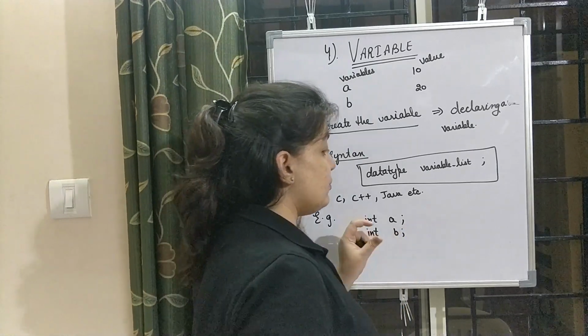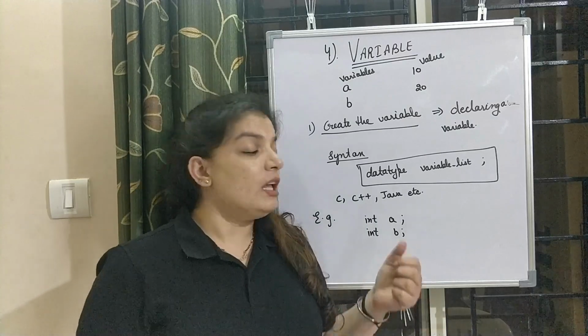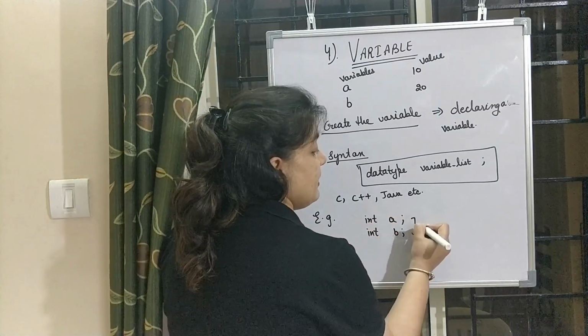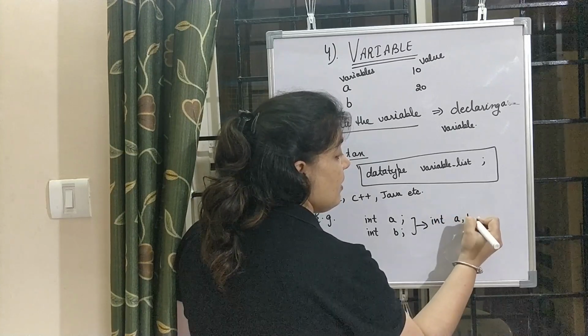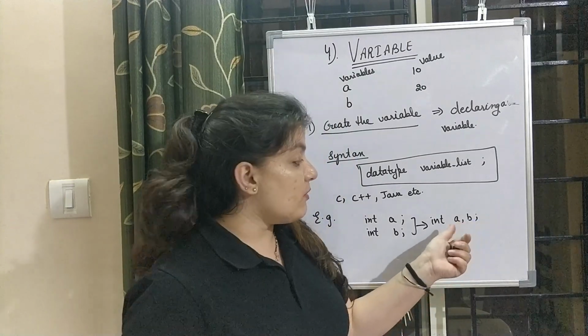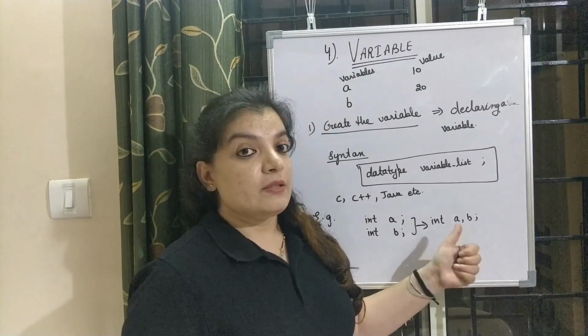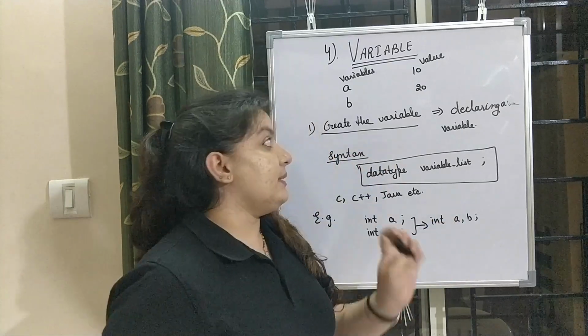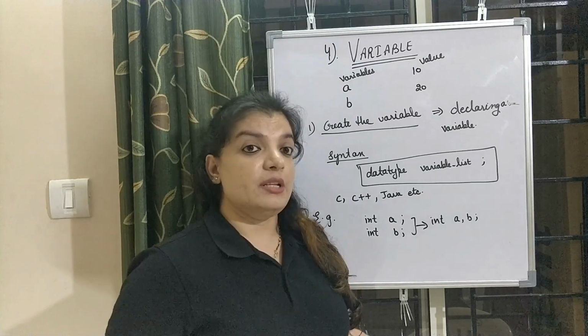So as I told you, if we are declaring or creating more than one variable, we can write these two variables in a single line as int a, b. These two variables are of the same data type, so we can write them in the same line separated by a comma. So this is the way to create a variable in the C programming language, in C++ or in Java.